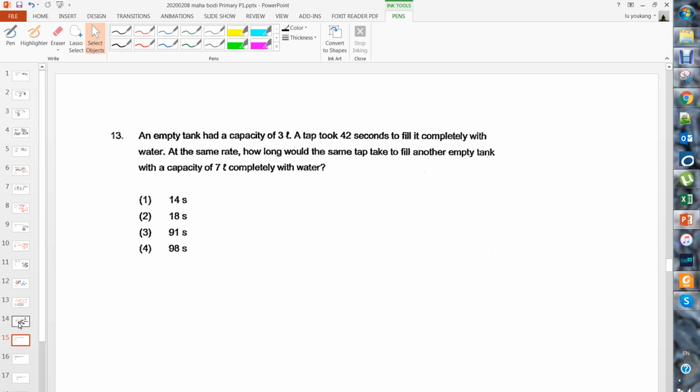Yeah. So an empty tank had a capacity of 3 liters. So draw a tank. You draw the tank also so slow? Anyhow, the tank. You draw this tank too nicely already.